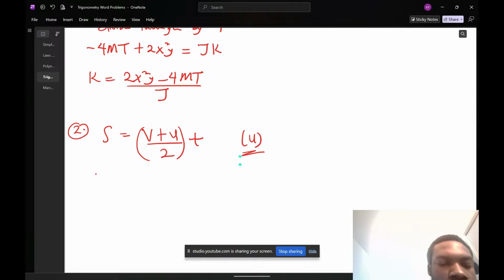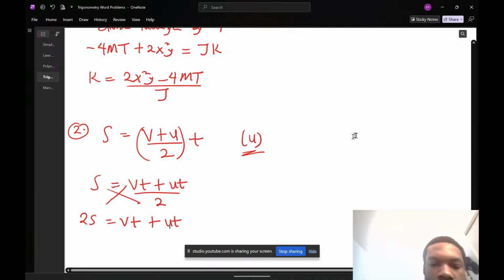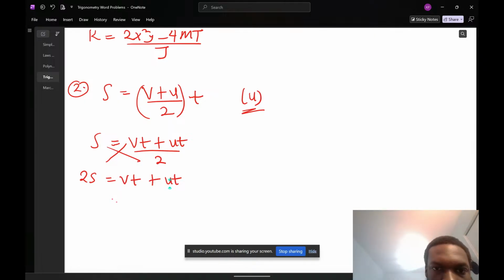So let's make it s is equals to, let's use t to multiply through this bracket. So we have vt plus ut over 2. So now we cross multiply. So 2s is equals to vt plus ut. So we can say it as 2s minus vt is equals to ut.